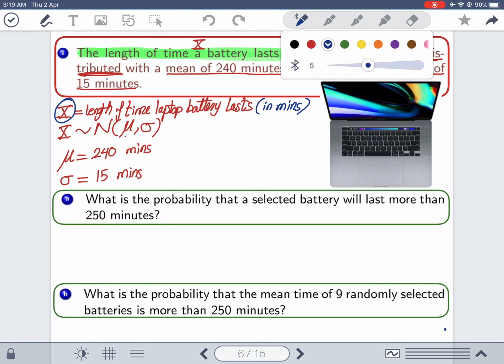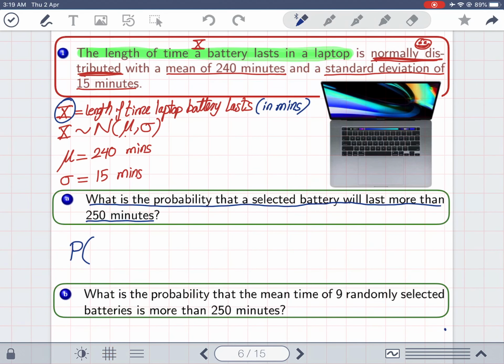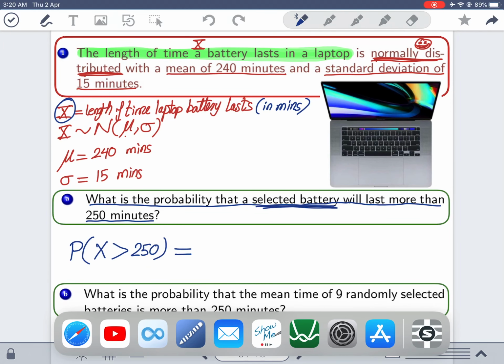Okay, so let's see what they want us to do. So the first question is, what is the probability that a selected battery will last more than 250 minutes? Notice here that we didn't take a sample. It's just one battery. And they want us to find the probability that the length of time it lasts, so the probability that X is more than 250 minutes. This is the question, find this. Okay, here there is no sample, so there is no need to use the distribution of sample means or anything like that. So you must read the question. Here we just selected one battery. So you don't have to apply anything. Just apply what we know about normal distributions in general.